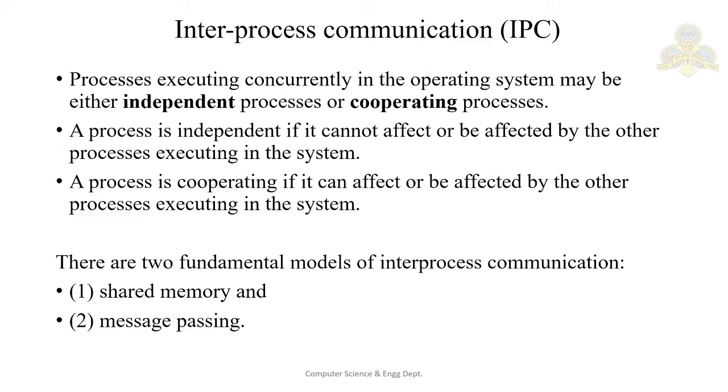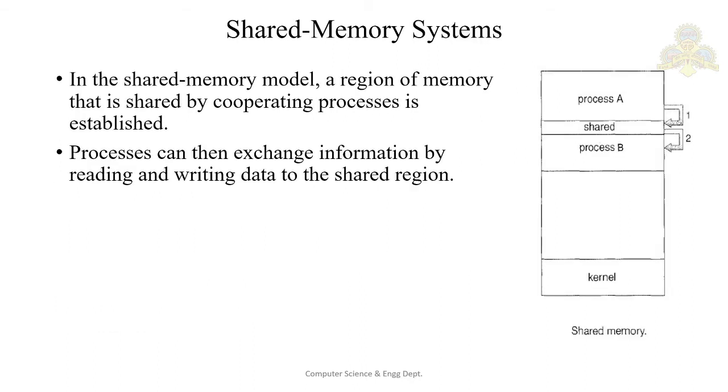There are two types of inter-process communication, that means how two processes would communicate with each other. One is by shared memory, the next one is by message passing. First we'll talk about shared memory. In a shared memory system, a region of memory is shared by the cooperating processes. The processes can then start exchanging information.